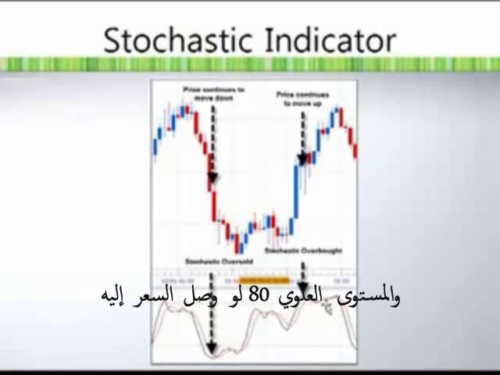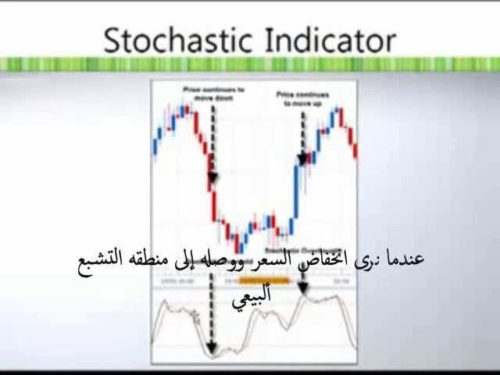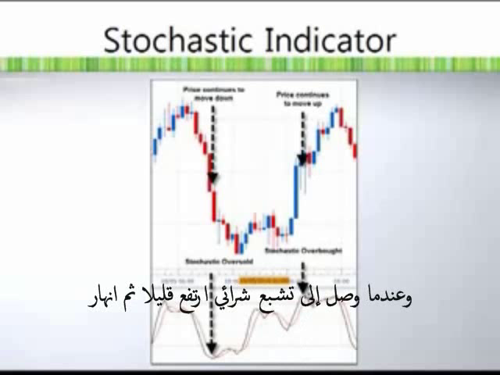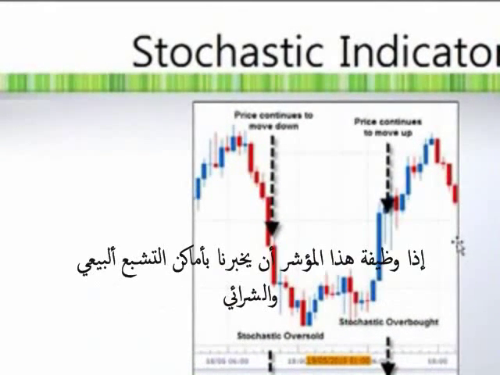Anything higher than 80 is a sign of overbought. You can see that when the price moves down, the stochastic moves down, and it gets into the region of oversold, it will usually bounce up. You can see the price bounce up again. When it gets overbought, it's very likely to move down. You can see it start to move up a little bit, then it collapses. So basically, this indicator helps us to tell whether the market is currently overbought or oversold.